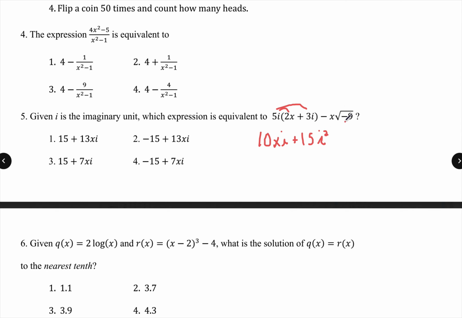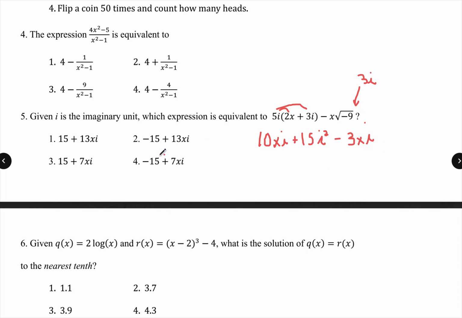squared. Over here, I know the square root of a negative number gives me an imaginary number. So this is really going to be 3i. Positive 3i. Do not forget, the negative is the i. The 9 becomes the 3. What am I subtracting? I'm subtracting negative x times 3i. So I'm going to be subtracting negative 3xi.